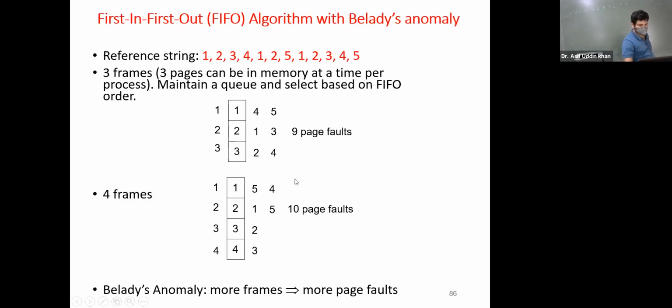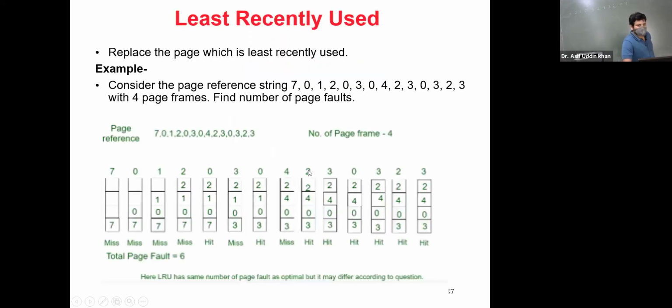Yeah, this is the example of Belady's anomaly. Okay, you can see for these pages 1, 2, 3, 4, 1, 2, 5, 1, 2, 3, 4, 5. This is another example. Here you can see with 3 frames 9 page faults and with 4 frames 10 page faults. You can also try this at home. The next is least recently used.